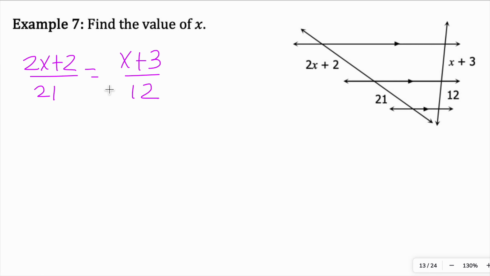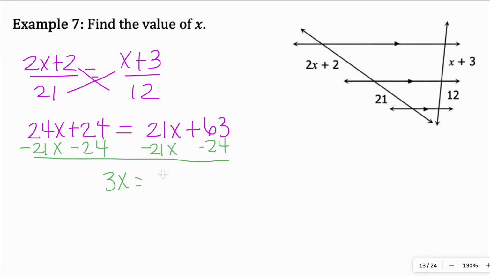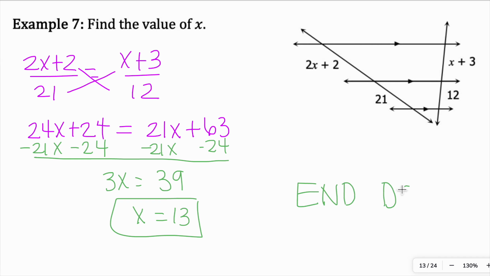Cross multiply. 12 times 2x plus 2, that's 24x plus 2, or 24x plus 24. Almost made that mistake. And then 21 times x plus 3, that's 21x plus 63. We're going to get all our x's to the same side and the numbers to the same side. So I'm going to end up with 3x is equal to 39. So x is equal to 13. Okay? This is where we are going to end day 1.